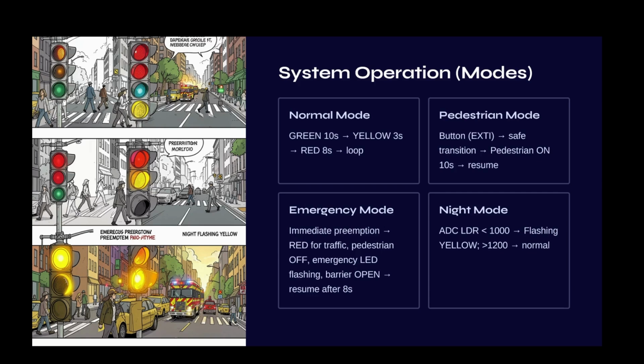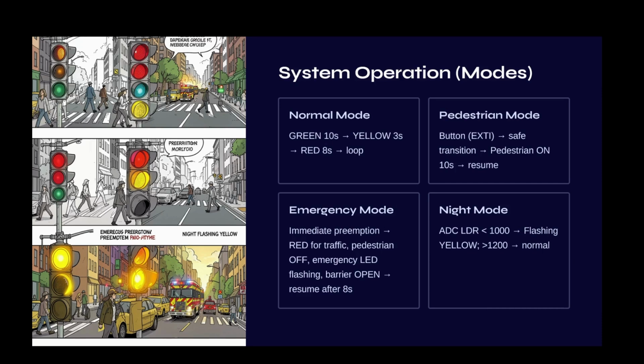System operation. Our system operates in four different modes. Normal mode. The traffic signal follows a fixed sequence. Green remains on for 10 seconds. Yellow remains on for 3 seconds. Red remains on for 8 seconds.